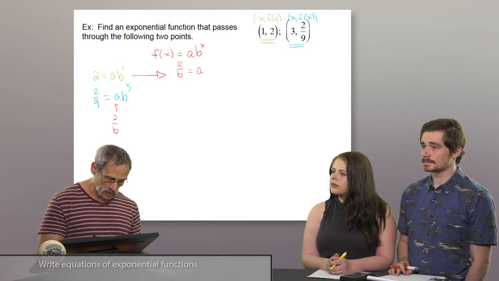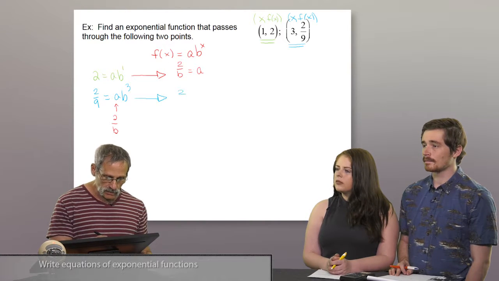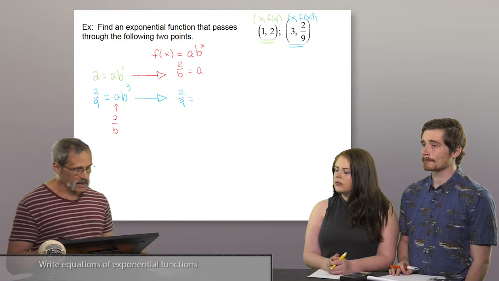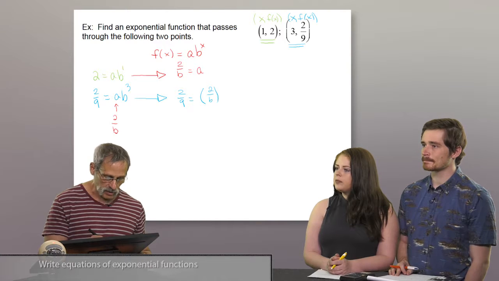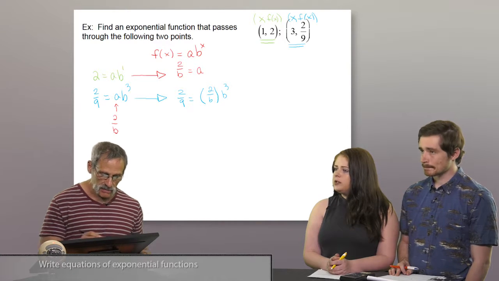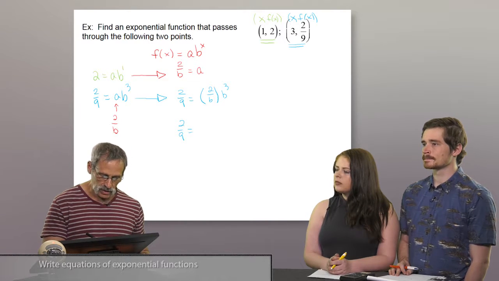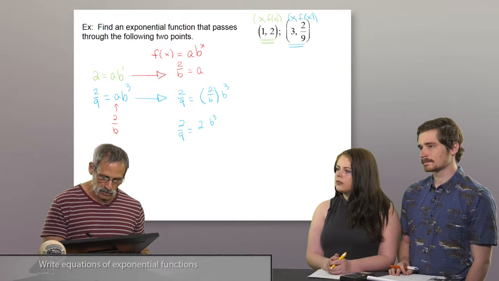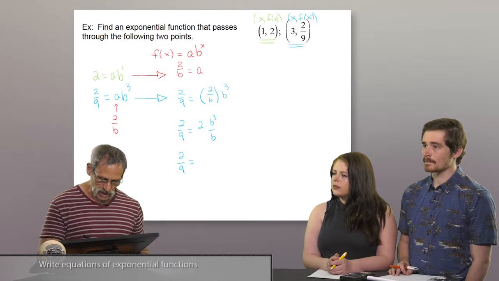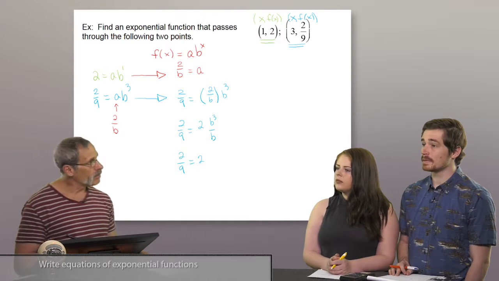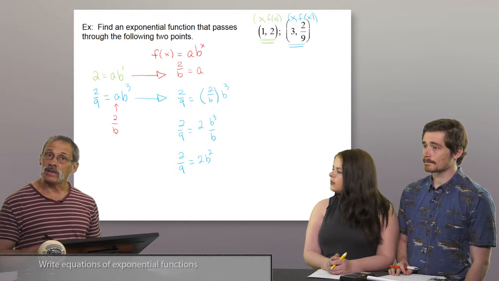So now I'm going to bring over my equation that I've written in blue. 2/9 is equal to a, which I'm going to write as 2 over b. And multiply it by b cubed. So let's talk about this for a moment. I got 2/9 is equal to 2 times b cubed over b. One of the b's would cancel. Looks like 2/9 is equal to 2 times b squared. And I want to solve for b and then go back and find a.